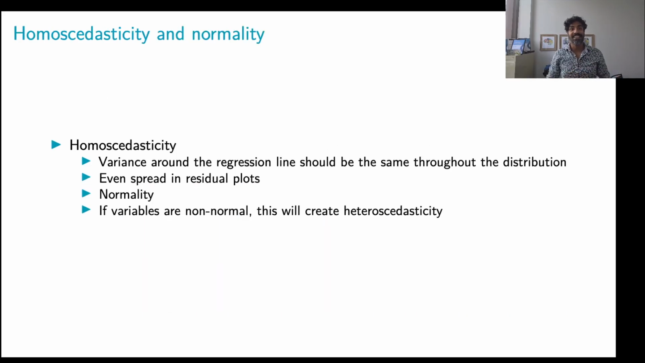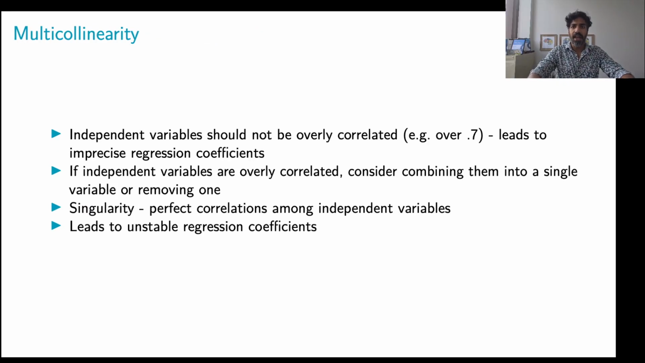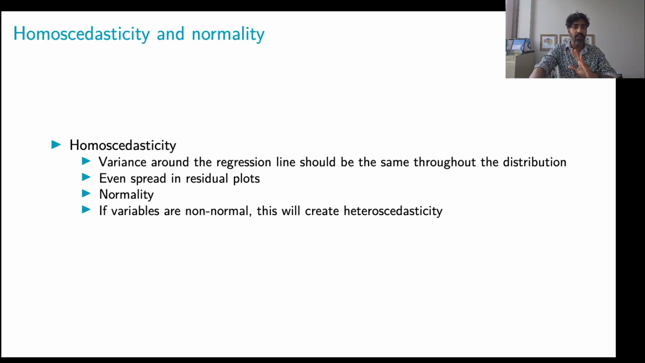Let's talk about homoscedasticity and normality. So homoscedasticity is the variance around the regression line, which should be the same throughout the distribution. So it's an even spread in the residual plots. Normality, if variables are non-normal, this can create heteroscedasticity, right? If you have individual variables that are non-normal. And we've looked at examples as to what that looks like in the correlation lecture, of where you have homoscedasticity and heteroscedasticity or nonlinear relationships, through the fitted and predicted plots that we can produce. So that is homoscedasticity and normality.